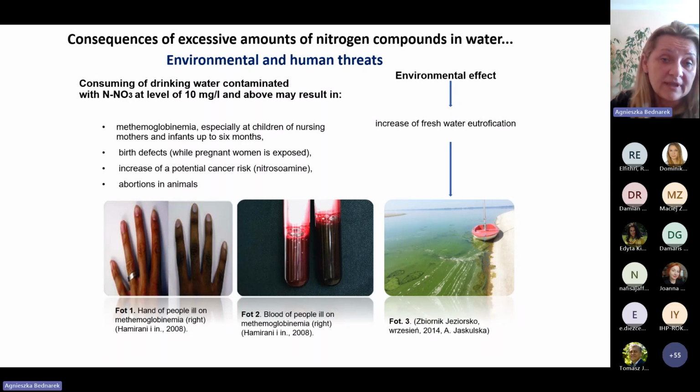For example, methemoglobinemia, which is the most dangerous for children, nursing mothers and infants up to 6 months. That is a high level of nitrogen in the blood. It also gives a lot of birth defects, increases potential cancer risk, and animal abortions are also observed when they use water polluted by nitrogen.